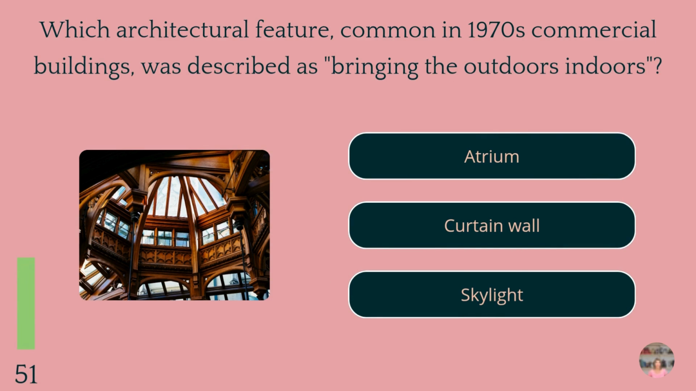Which architectural feature common in 1970s commercial buildings was described as bringing the outdoors indoors? Atrium, curtain wall, or skylight?